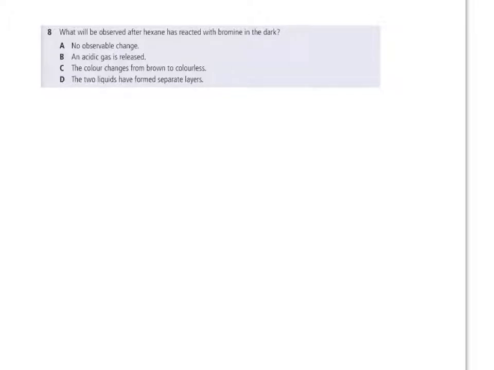Number 8 asks, what will be observed after hexane has reacted with bromine in the dark? And again, hexane's an alkane, bromine's a halogen. That means it needs UV light as the catalyst for anything to happen. So if it's sitting in the dark, then A, no observable change will happen. If it was hexene, it would go ahead and react even without the UV light.